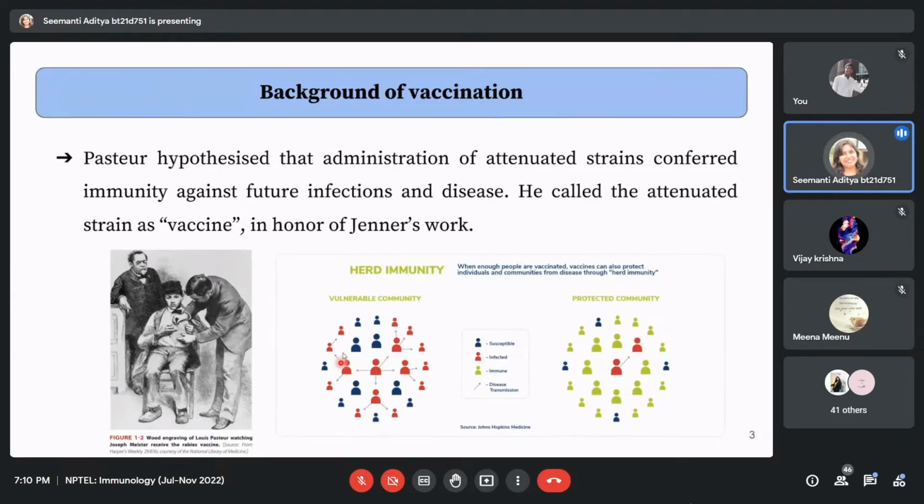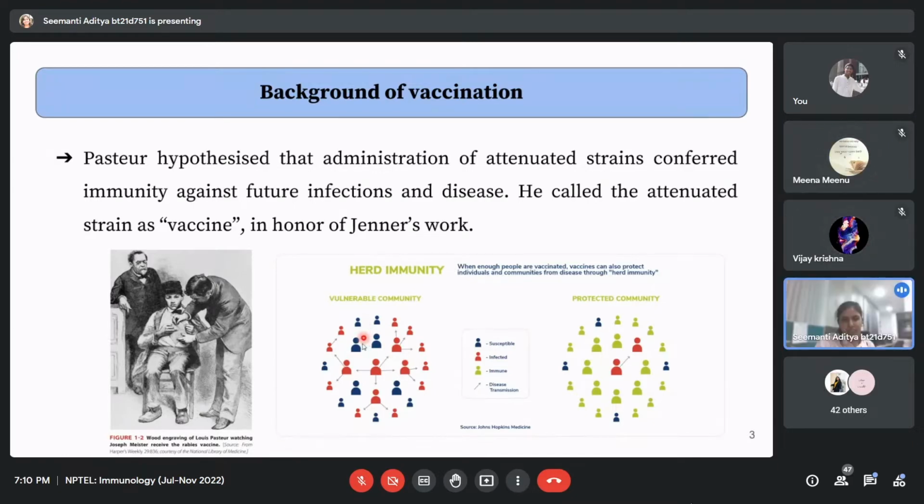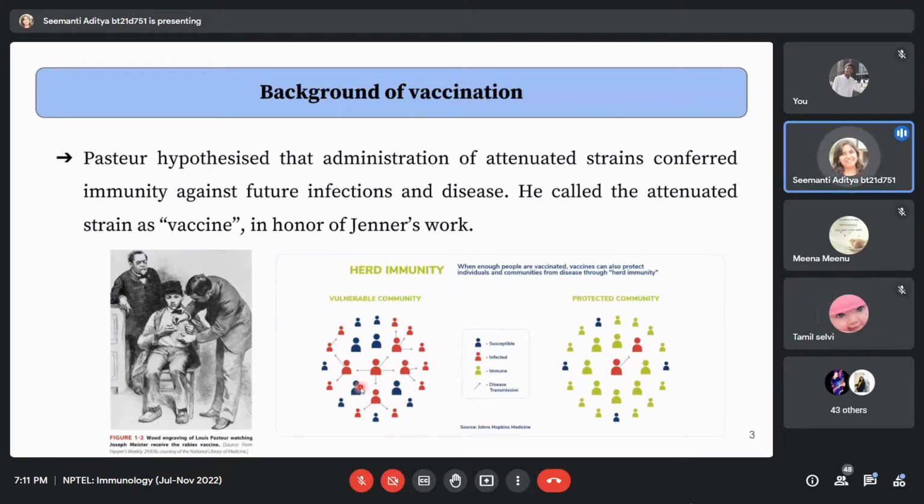So we can see from the picture that when people are not vaccinated, blue colored cartoons represent the susceptible community, whereas the red colored cartoon shows the infected community. So when people are not vaccinated, susceptible people will be more prone to come in contact with already infected people. So this will lead to further spread of infections.